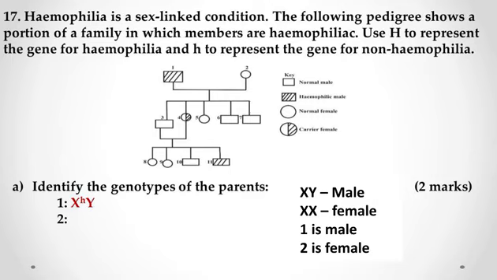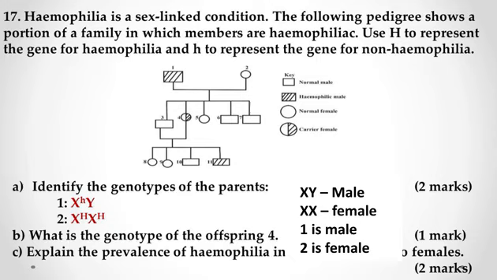So parent 1 will be a female with the gene for non-hemophilia on the X chromosome. And parent 2 will be a male with 2 X chromosomes, and each X chromosome has the capital H representing the gene for hemophilia.